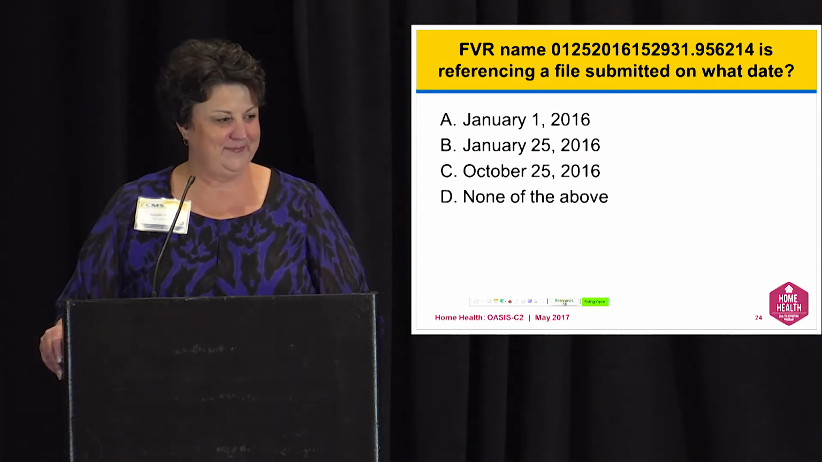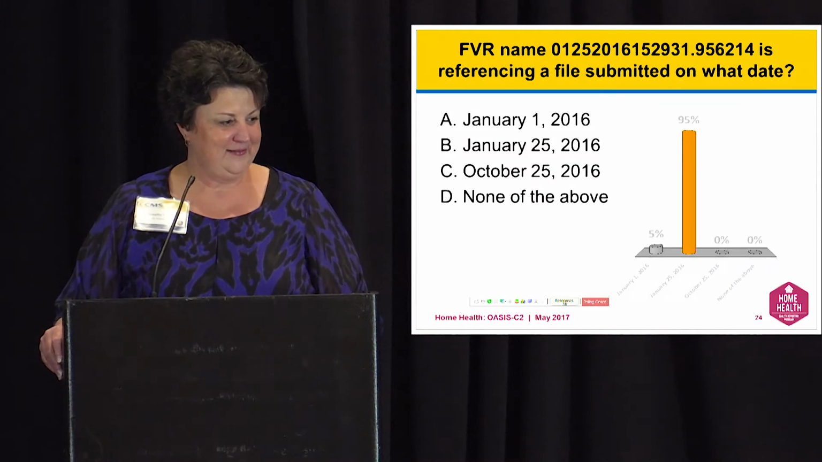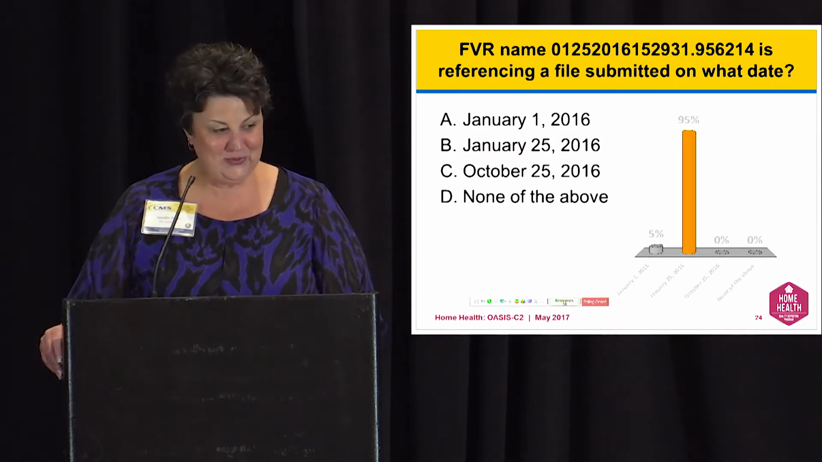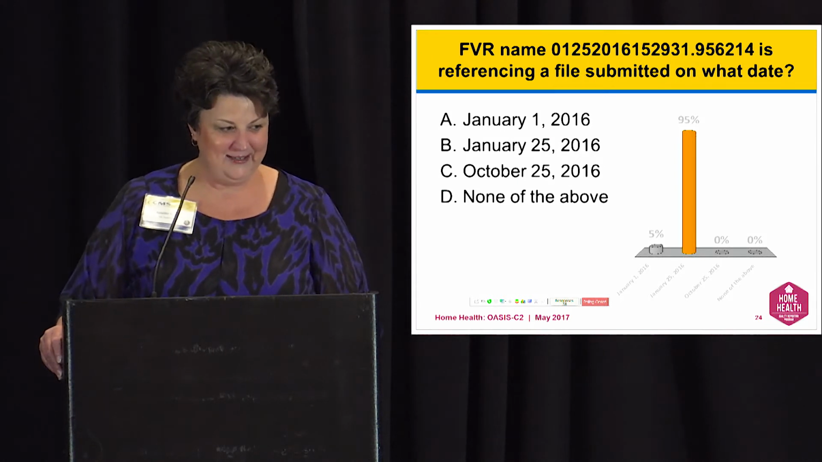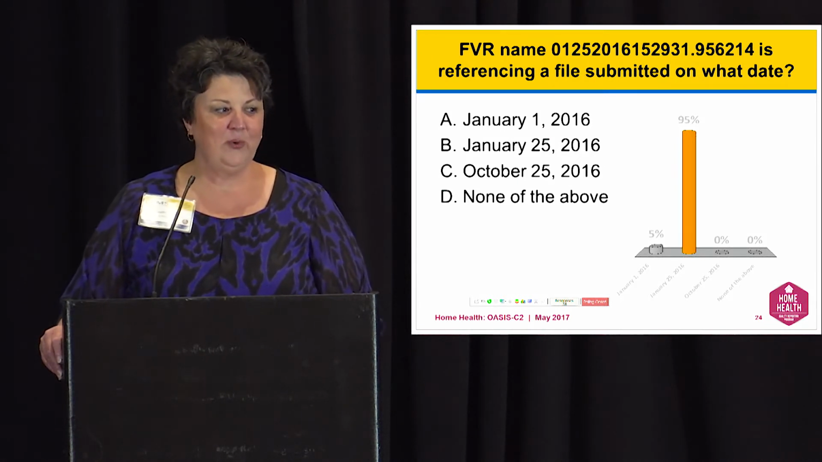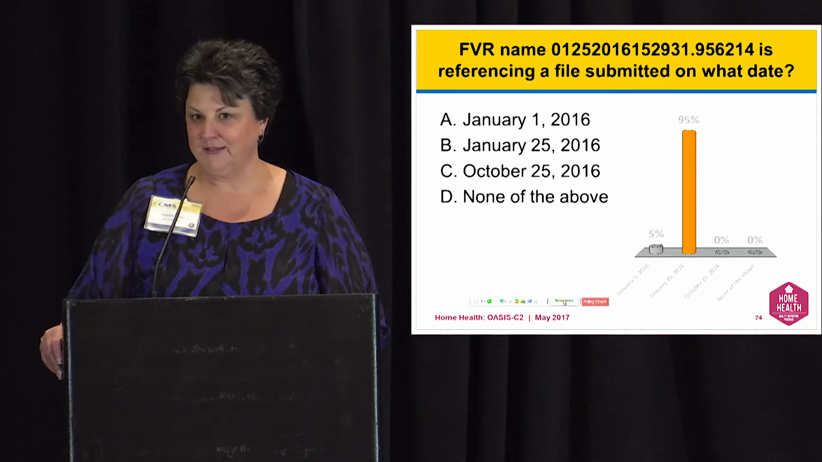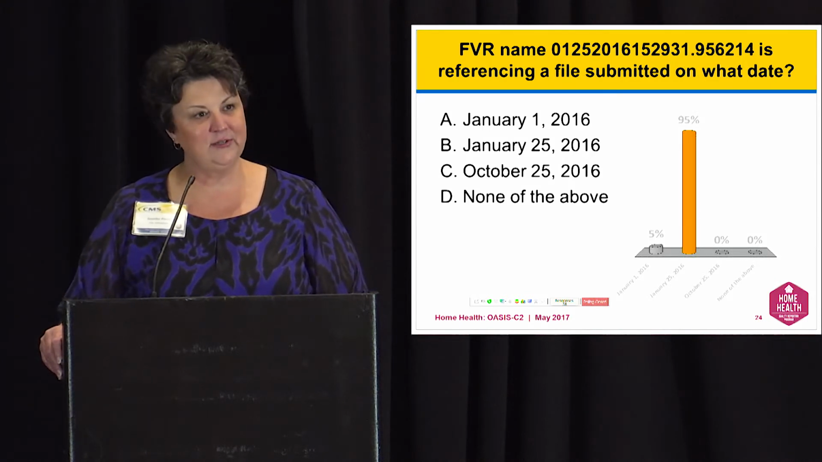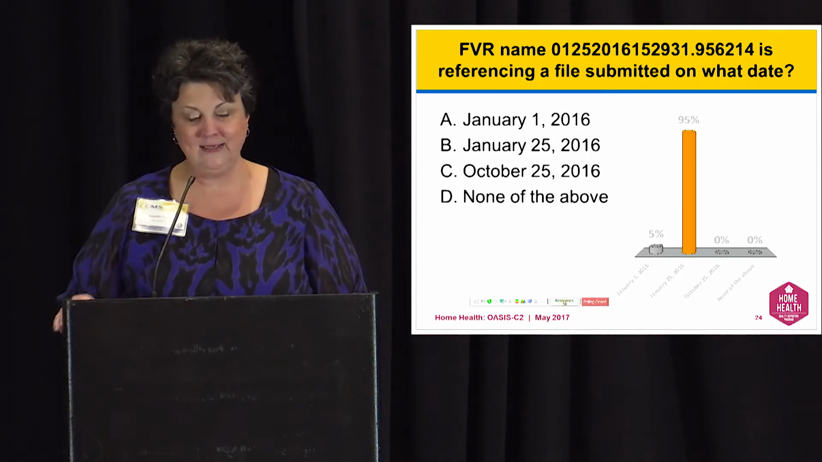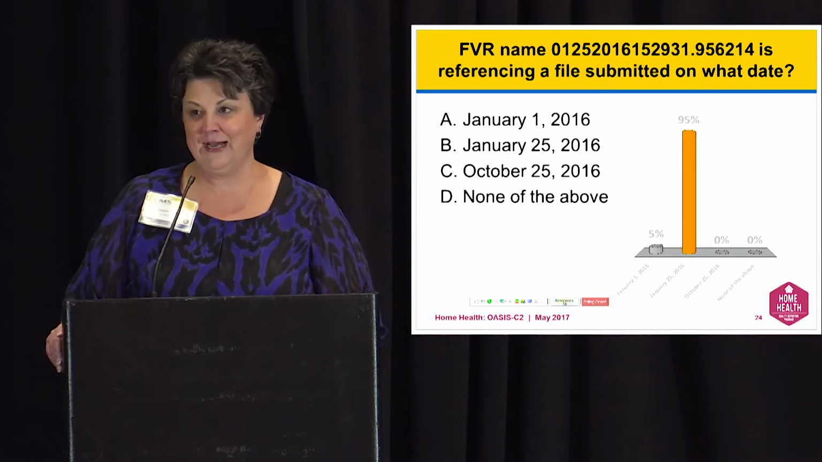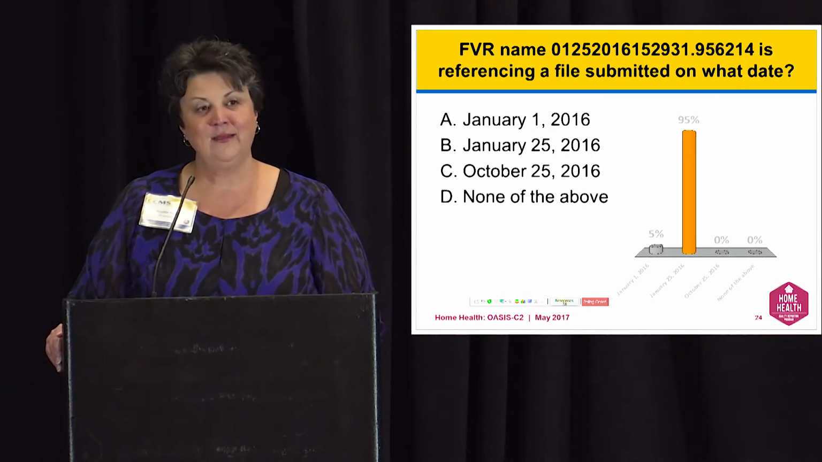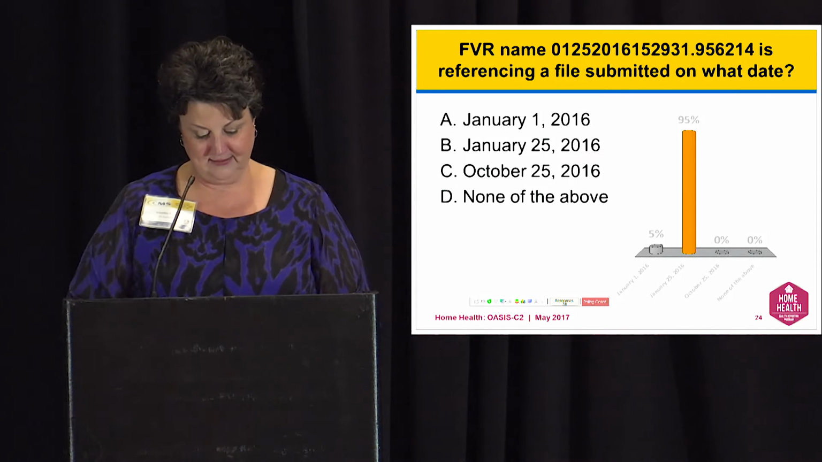And you guys did great. That is January 25th, the date of that. And again, that's 01/25/2016. So the first 8 digits in your final validation report are the date. The next 6 are the time down to the second. And then the submission ID is the final 6 digits.